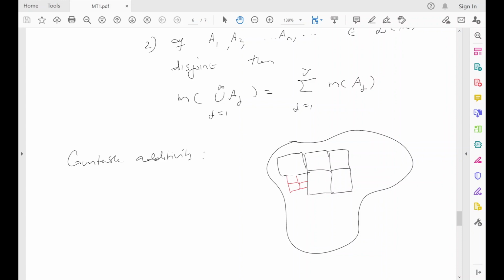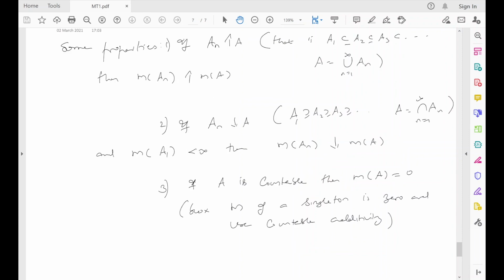Now the third property is, if A is countable, then m(A) is 0. Why is that? The measure of a singleton is 0, because if I take x_0, I can cover it with the interval from x_0 minus epsilon to x_0 plus epsilon. If that is my interval I, its length is 2 epsilon. So the measure of x_0 will be less than 2 epsilon for every epsilon, and so it is 0.